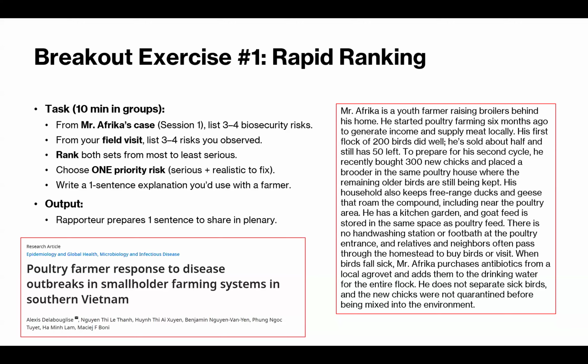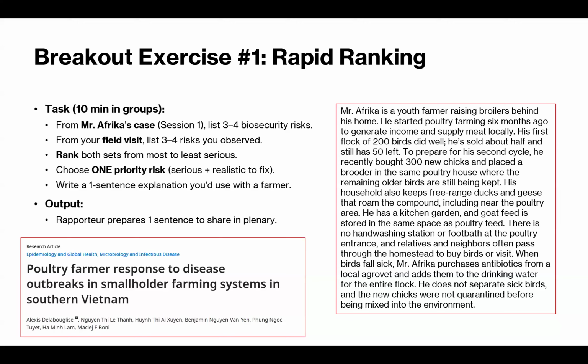Then you can plan for the second risk, which could be adding a foot bath, another risk, and so on. So you can figure out, based on the circumstances you have and the farmer you've interacted with, which is possible for them to do immediately.